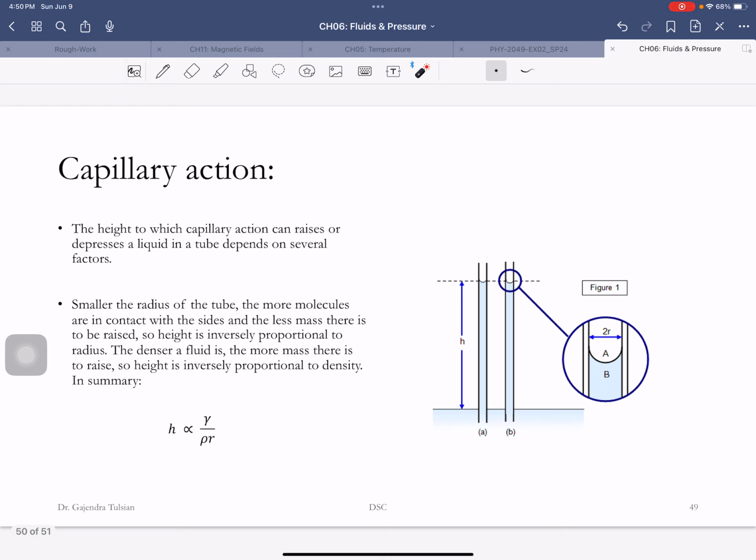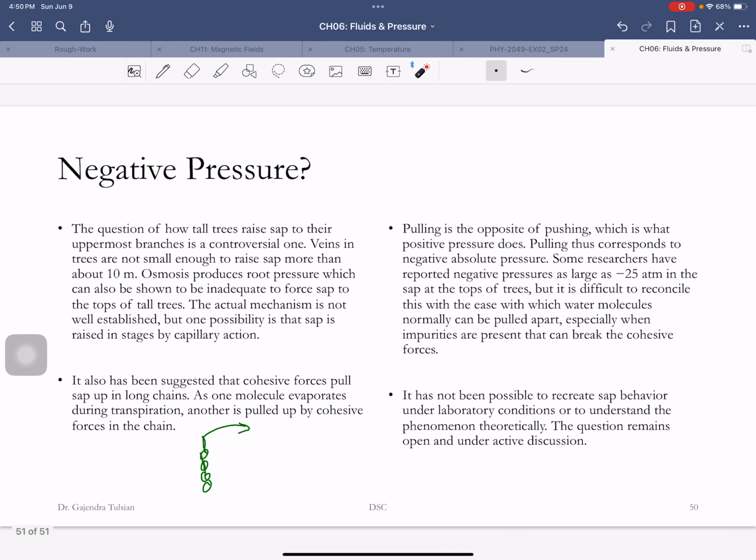All right, so we studied the capillary effect, and one of the things we are interested in explaining is how water rises in trees. Again, it's a question that has not been settled properly. So that ends this chapter, and we'll see some applications of the concepts we've learned in the next chapter. Okay, that's it for this chapter.